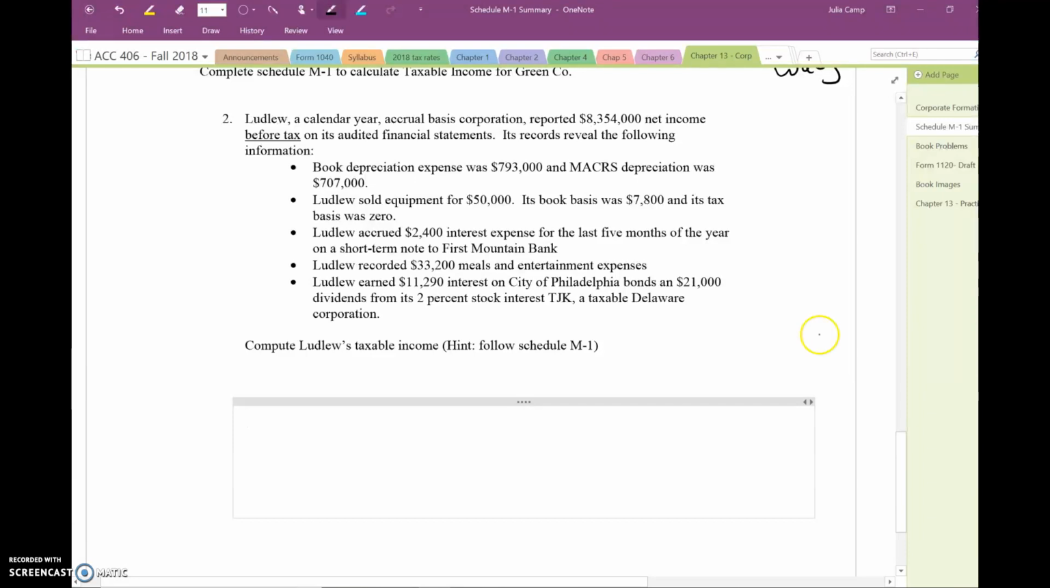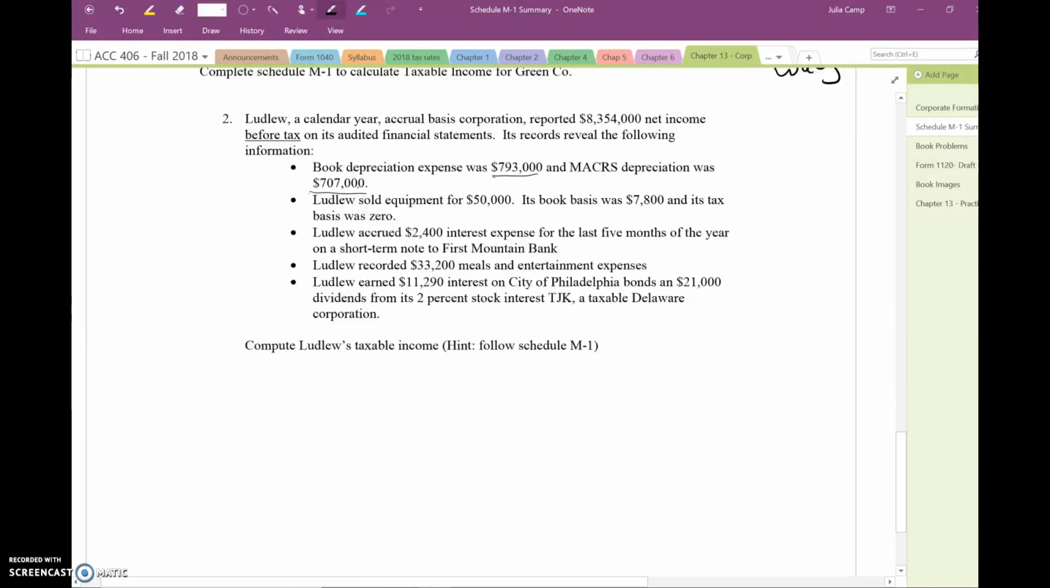Okay, so first of all, we have talking about book depreciation and makers. So I'm looking at this very first line. They say book depreciation expense was $793, makers was $707. So in other words, as I said, these are one of the ones you have to think about. Book depreciation is more than makers. So if you think about that, that means that their book income has too much expense for tax purposes. So you have to subtract the difference there.